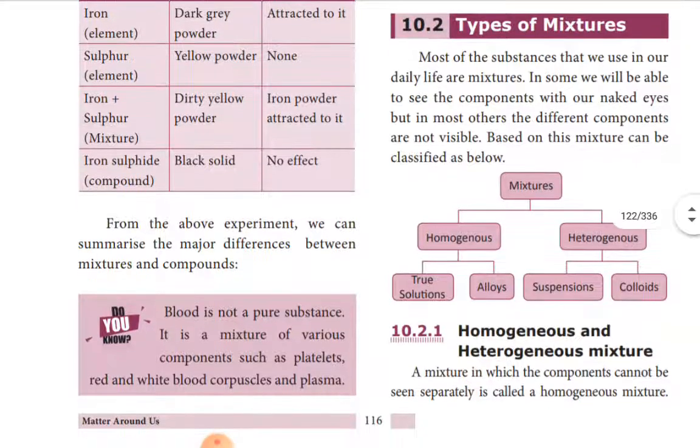And the next one, see, iron sulfide. This is formed by the heating of iron with sulfur. On heating, iron sulfide, FeS, a black color solid substance, is formed. Now when you bring the magnet, there is no attraction of iron particles by the magnet, no effect. So from the above experiment we understand the major differences between iron and sulfur, or we can understand the differences between mixture and compound.